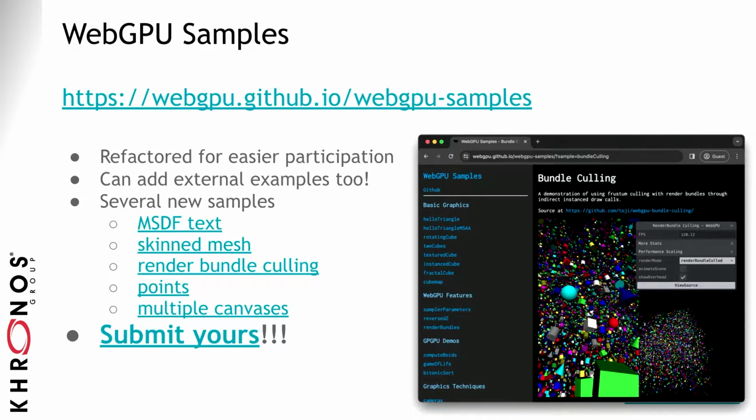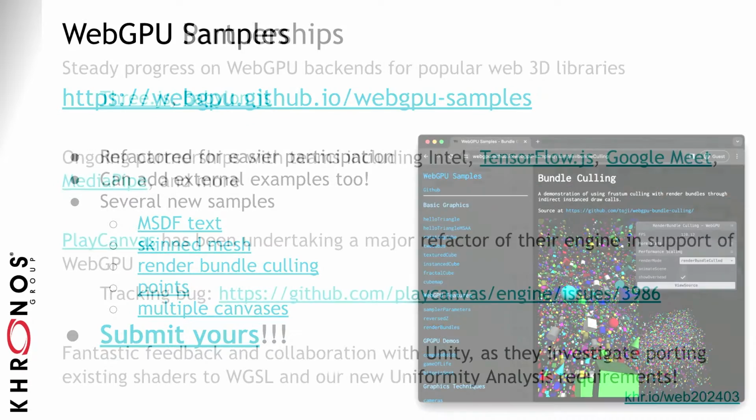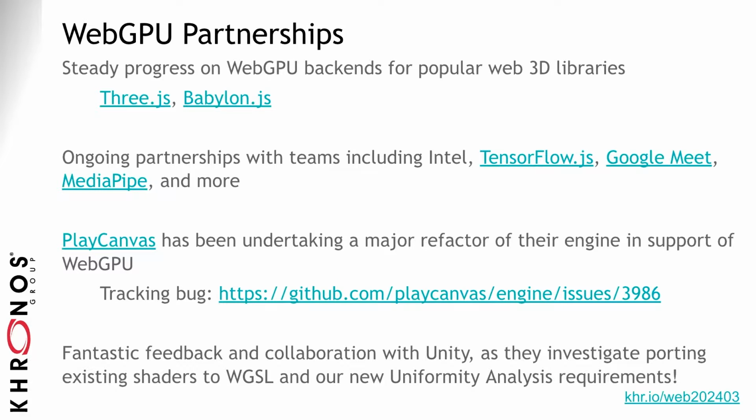There's 7 new samples that have been added into that repo. One for signed distance field text, skinned meshes, a bunch of things. And you really should come to the repo and add yours if you have something that you think fits. Ideally, it's something that you have code for, because we'd like people to go look at your sample and see how you made it. Yeah, so I think that's basically my part.